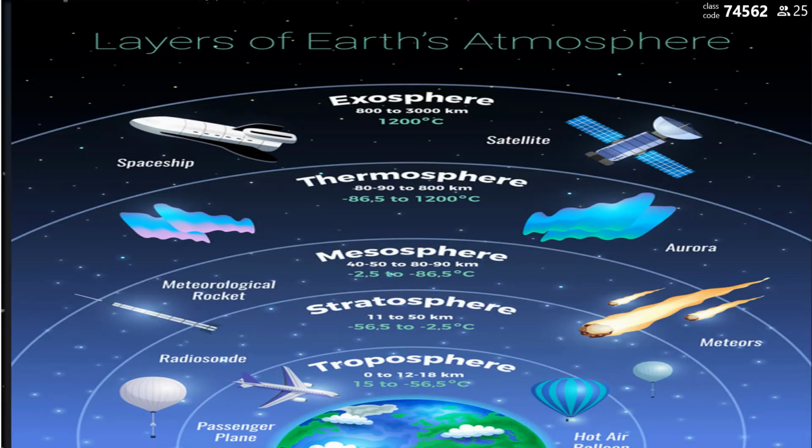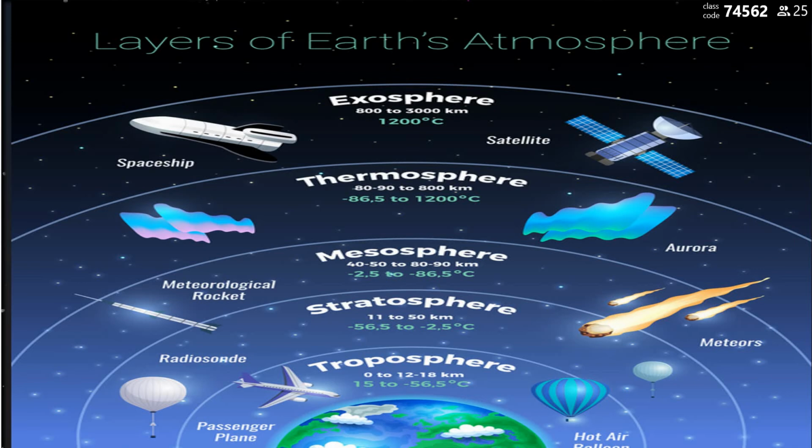Here are the layers of the Earth's atmosphere. As you can see, the exosphere is 800 to 3,000 kilometers from the Earth. It is about 1,200 degrees Celsius, where spaceships and satellites may be found. The next one below is the thermosphere. It is 80 to 90 to 800 kilometers, with negative 86.5 to 1,200 degrees Celsius.